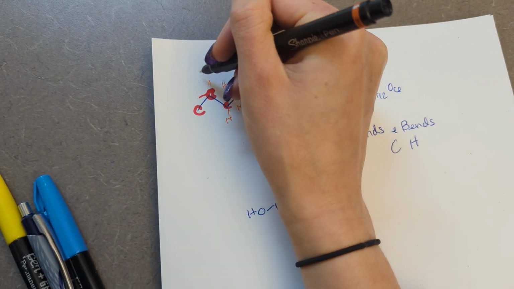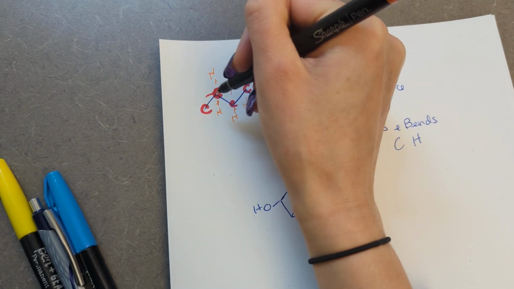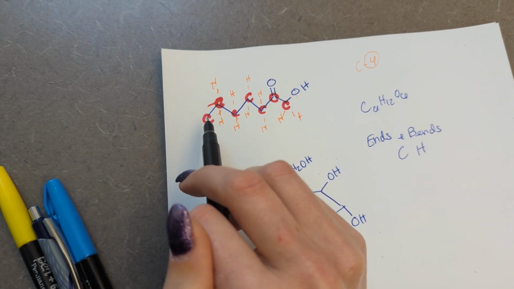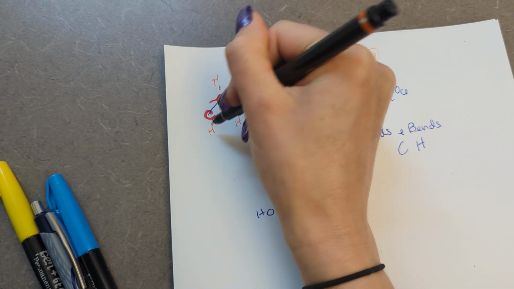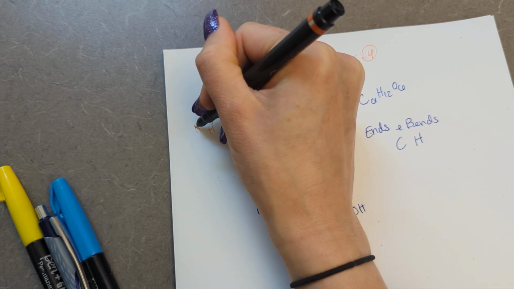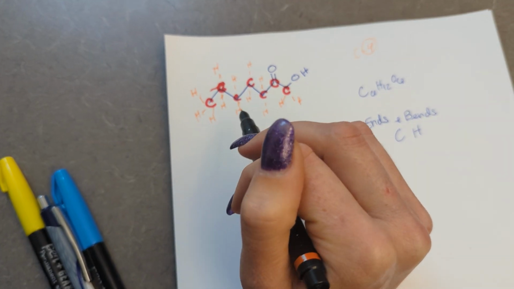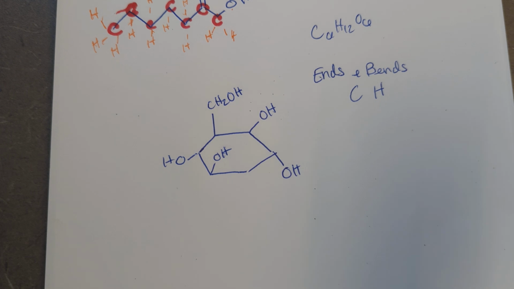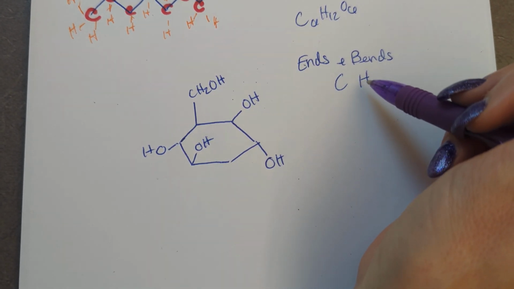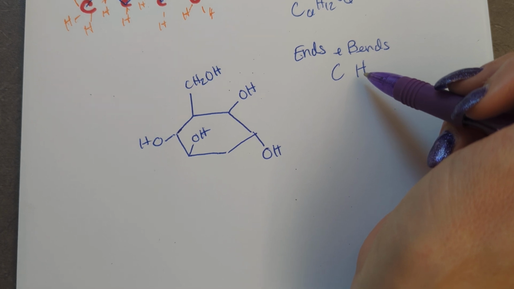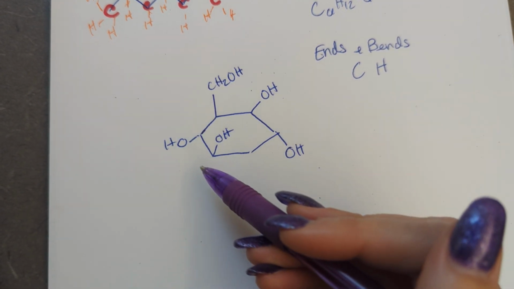Okay, there's a carbon here. So it has 2 hydrogens coming off of it. And then this carbon at the end has only 1 bond shown, so it's going to have 1, 2, 3 hydrogens coming off of it. Okay, so again, ends and bends are carbons, and then as many hydrogens as are necessary to fill in those 4 bonds that carbon needs. And this includes being in a ring structure like this.